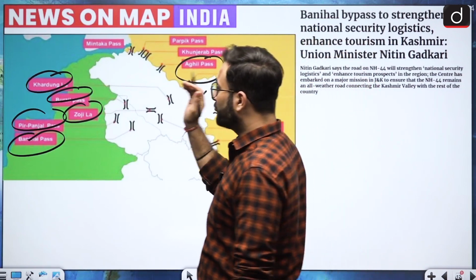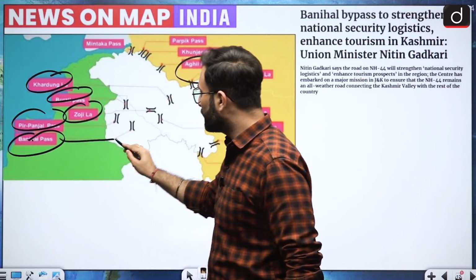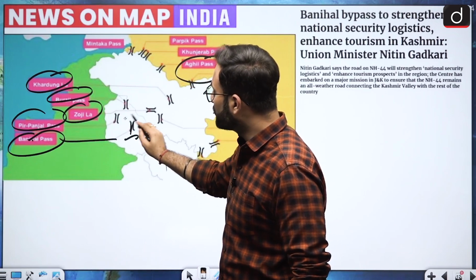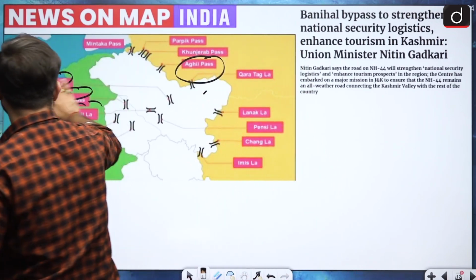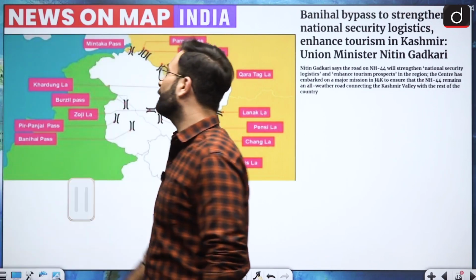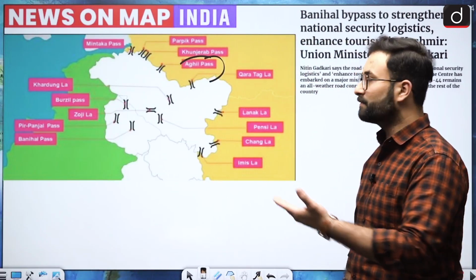Okay, now one thing which they are talking about is Banihal Pass. Banihal Pass is located over here, that is Jammu, and this is the Kashmir Valley. This is connecting these two. Other than that, Pir Panjal Pass is important, Banihal Pass, Burzil Pass, Zoji La Pass. These are some of the important passes which you can go through.